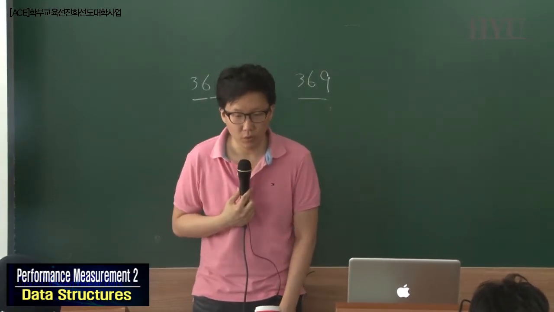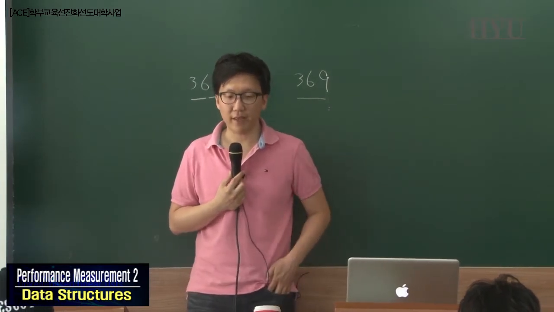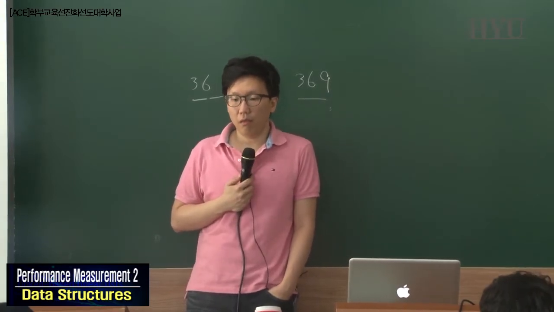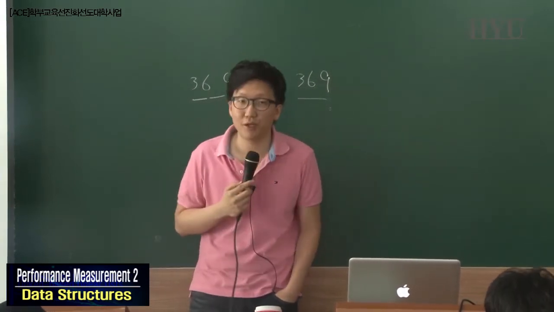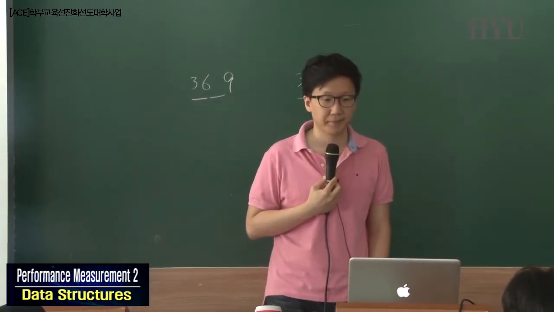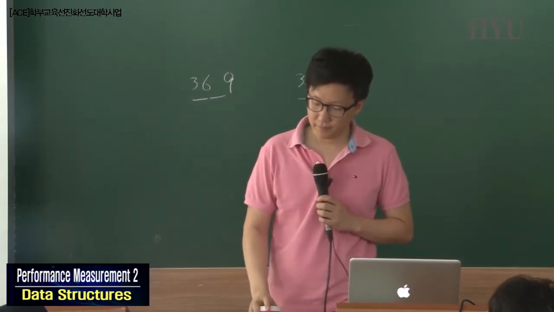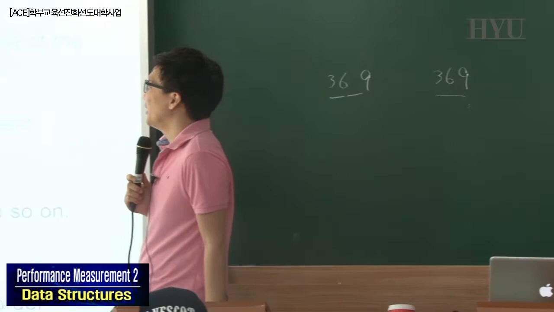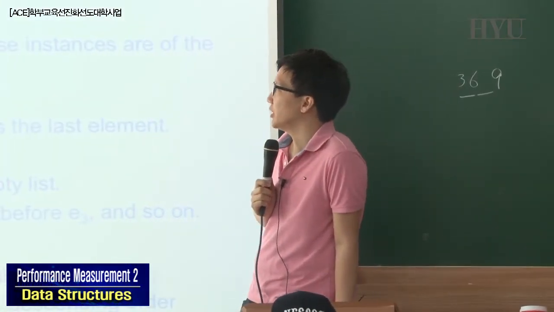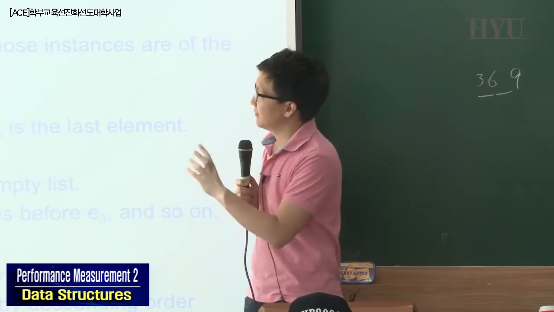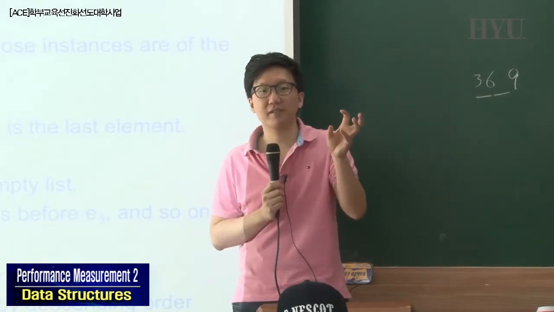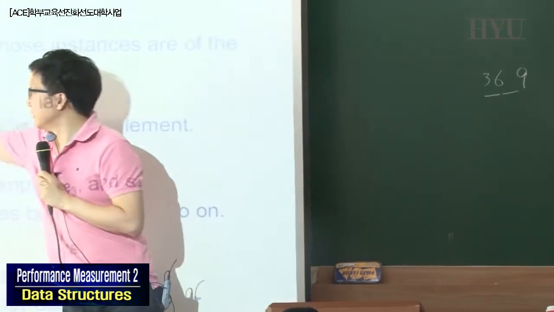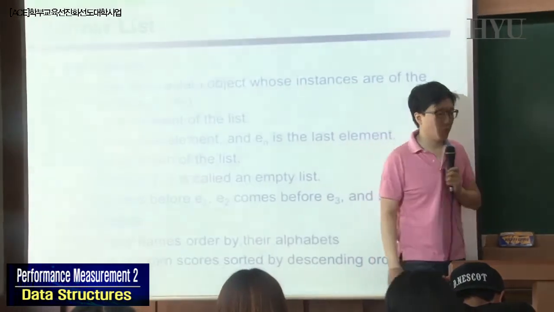List is the first thing to look at. What is a list, a linear list? Of course, they already give you definitions, but what is a linear list? Someone please read it out. A linear list is a data object whose instances are of the form E1, E2, ..., En. Whatever the instances are, they are next to each other, one by one, and you have this list in that form.